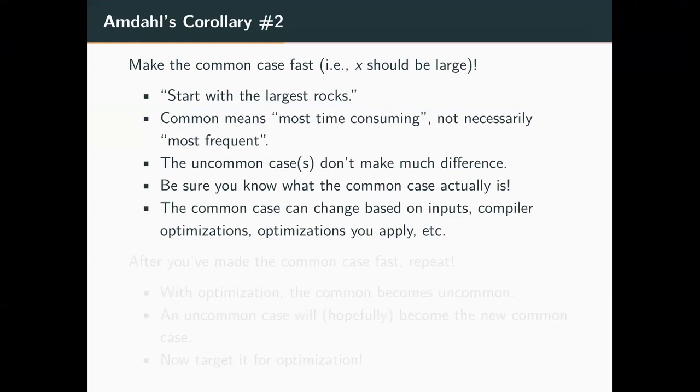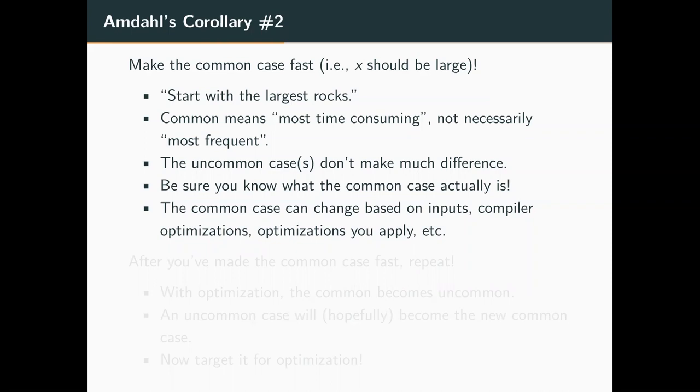So this leads us to Amdahl's corollary, which is that we should try and make the common case fast. So that is, we should pick whichever X is the largest, right? Or close to the largest. And this allows us to affect more of the program, which is a good thing, because then we can get a lot more bang for our buck, if you will.